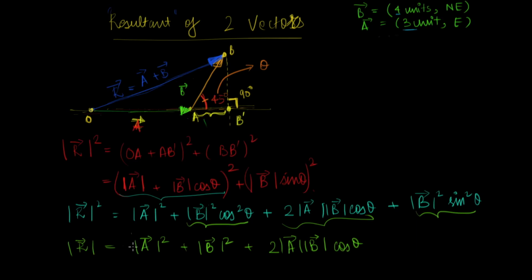But if I want to evaluate R, which is the magnitude, the length of this blue side, OB, then I must take the root of this entire expression. So this is what I get as the value, the magnitude of the vector. So this is how we would work in terms of evaluating the length.